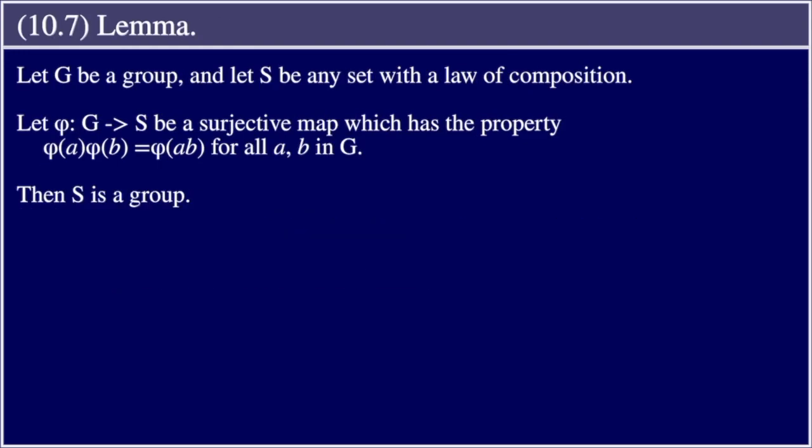10.7 Lemma. Let G be a group and let S be any set with a law of composition. Let φ: G → S be a surjective map which has the property φ(a)φ(b) = φ(ab) for all a and b in G. Then S is a group.